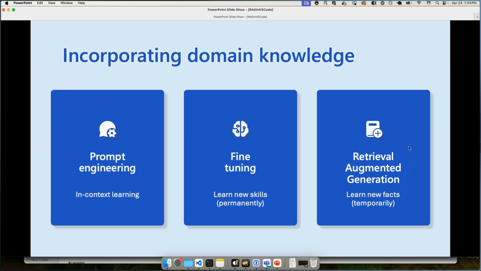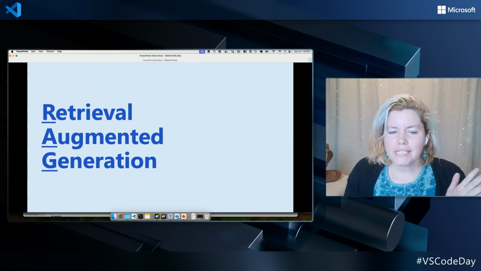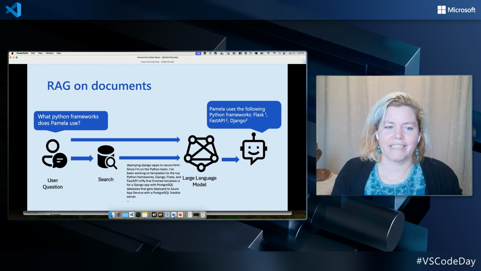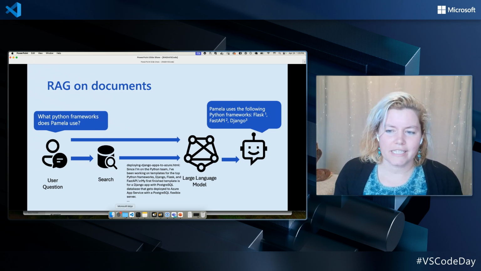And the final technique, and this is the one I know and love the most, is retrieval-augmented generation, where we temporarily give that information to the LLM so that it can answer something accurately. So let's dive into RAG. How it works is that we ask the question, let's actually just open this up.